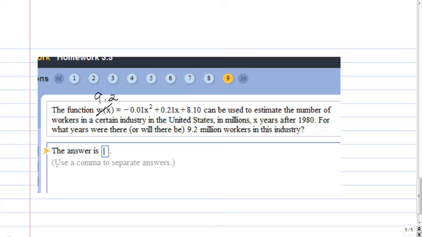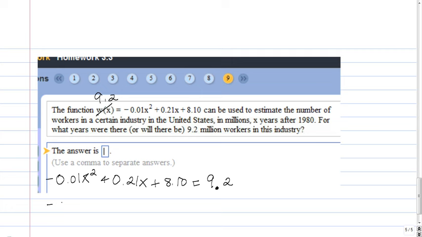And so therefore we've got to solve the equation negative 0.01x squared plus 0.21x plus 8.10 is equal to 9.2. Well, to do that, what should we do? Yeah, probably definitely use the quadratic formula. We would need to set it to 0 first if you like.